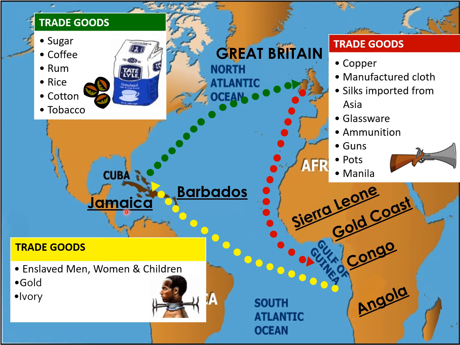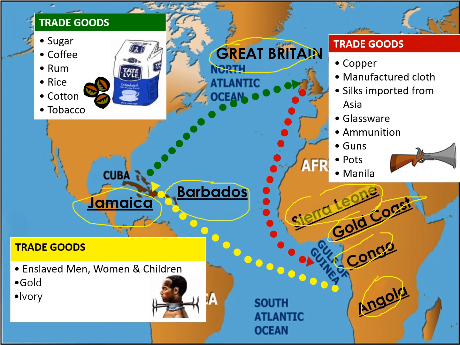So this is the information that you need. If we go and highlight the key bits, you need Sierra Leone, you need the Gold Coast bit, you need the Congo and Angola, and then you need the stuff that's in the red box. You need Great Britain as well, Barbados and Jamaica, and the stuff in the yellow box, and then the stuff in the green box to fill in your map.